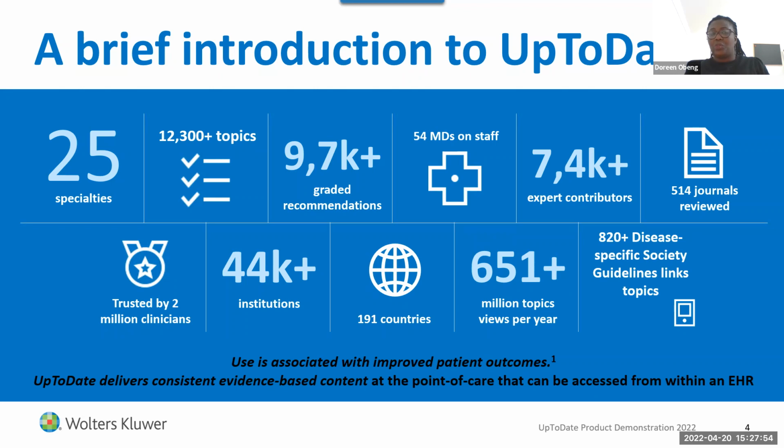For almost every topic in UpToDate, there is a graded recommendation. These are all actionable recommendations based on the evidence found during the process of writing the content and publishing it in UpToDate. We have over 44,000 institutional sites where UpToDate is being used, and almost every country in the world has access to UpToDate. So just to give you an idea how big the platform is and how well used this product is, I think these slides give a very good demonstration of what it is.